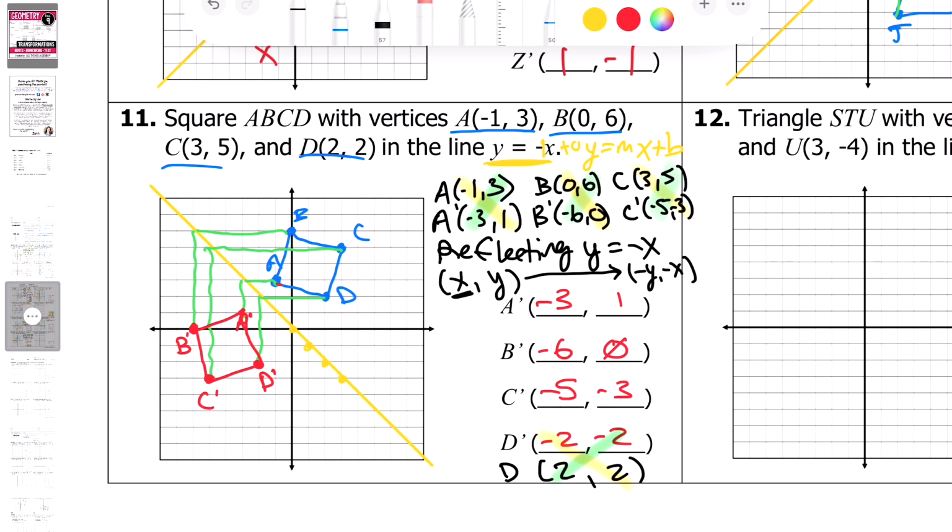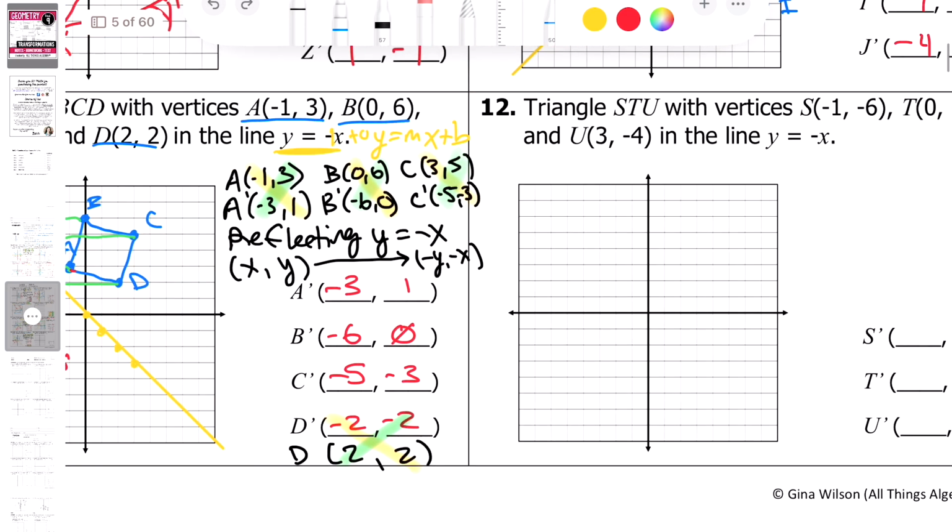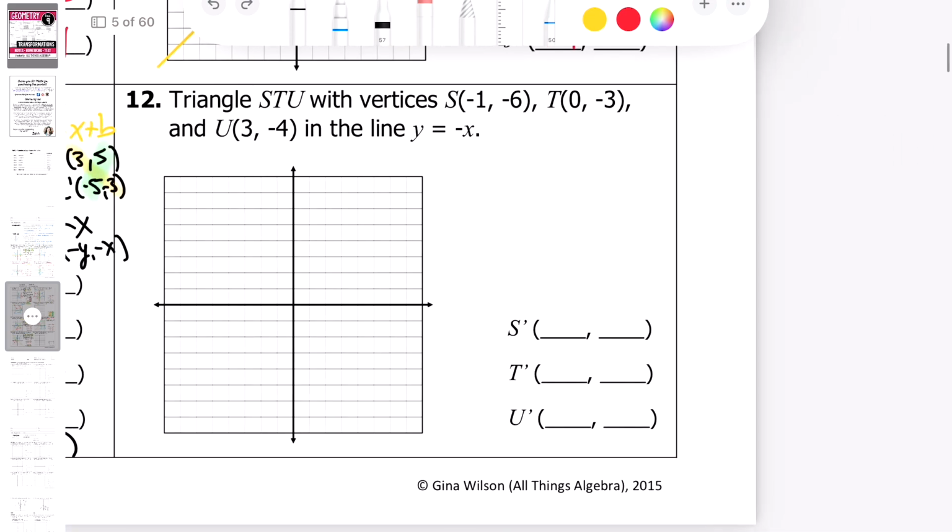Again, don't let this think that we're going from positive to negative every time. It's just telling you that it's flipping signs. Okay, so that's the rule. So let's see if we can use that rule for number 12. So again, I'll just write it here. So X, Y. So we're going to flip. It's going to go negative Y, negative X. So they're going to flip positions for the coordinates, and they're going to flip signs.